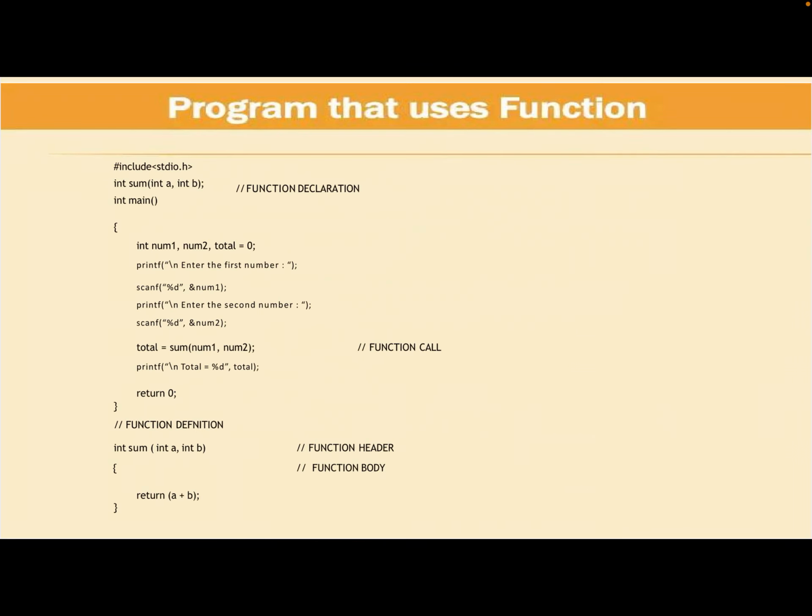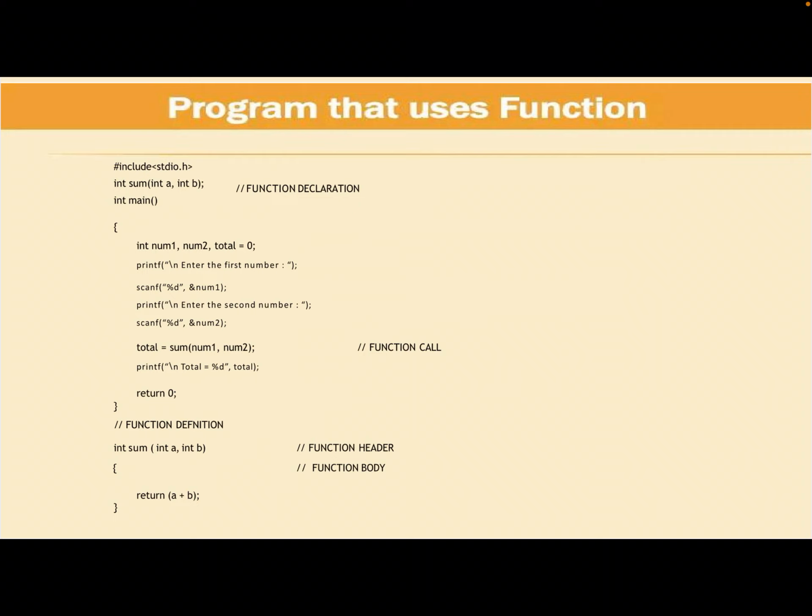So let us understand this with a programming example. Here we are calling a function to perform addition of numbers. A simple program. We can see that we have started with the header file stdio.h. Then I am calling a function sum, and the data type of this is integer. Within that I have taken two variables a and b as integers.